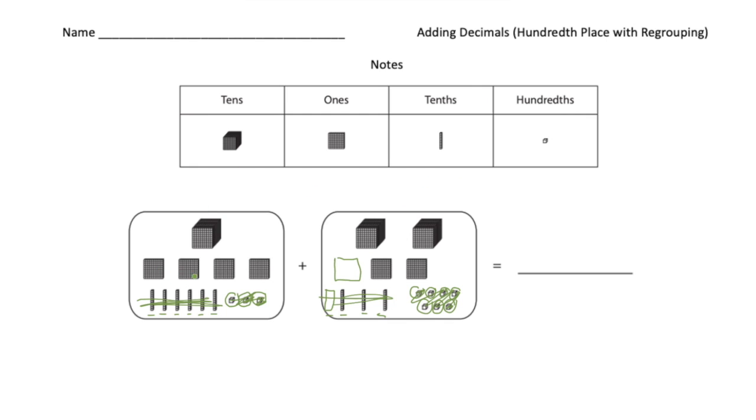So we have 1, 2, 3, 4, 5, 6, and 7. So we officially have 7 ones. And now let's add up the tens. We have 1, 2, and 3. So we know we have 3 groups of 10. So the answer for this problem is going to be 37.